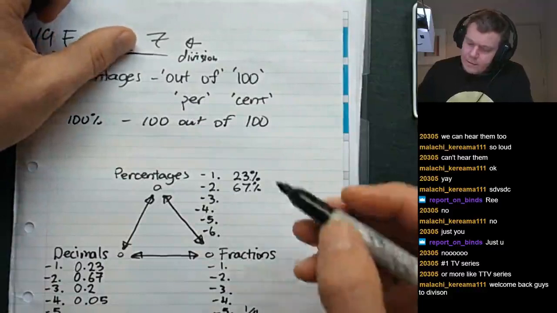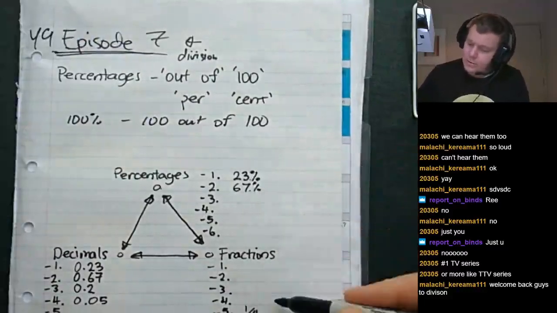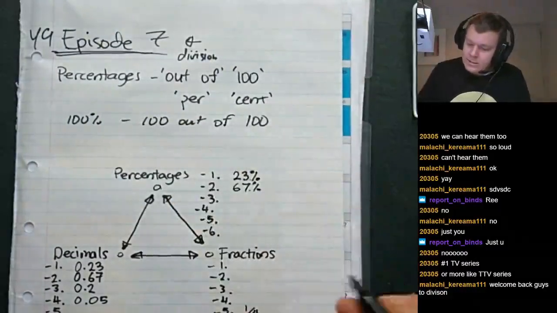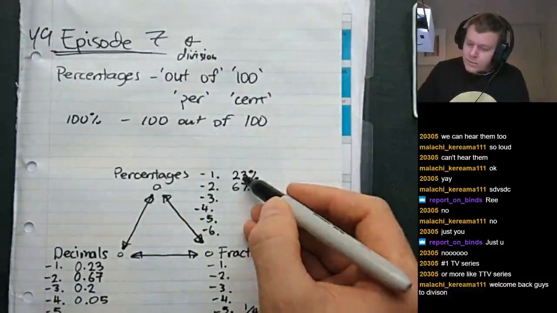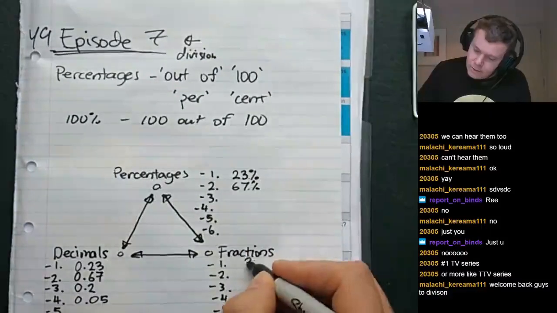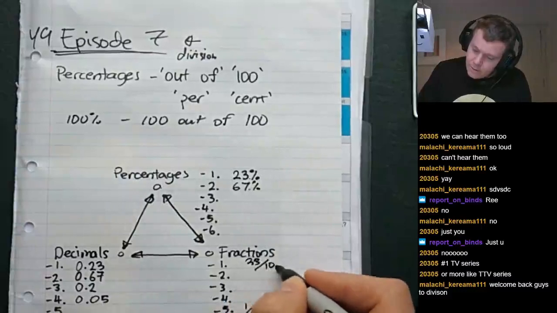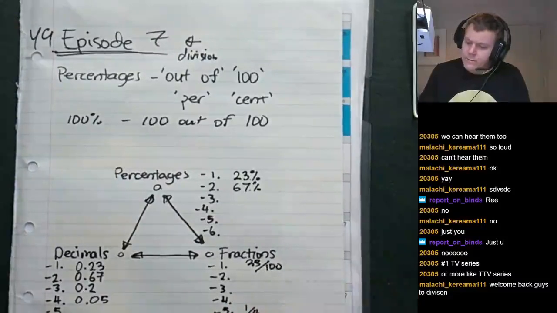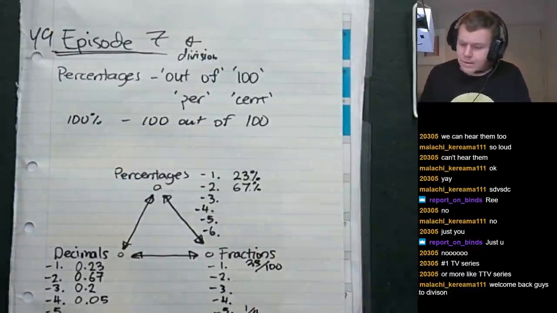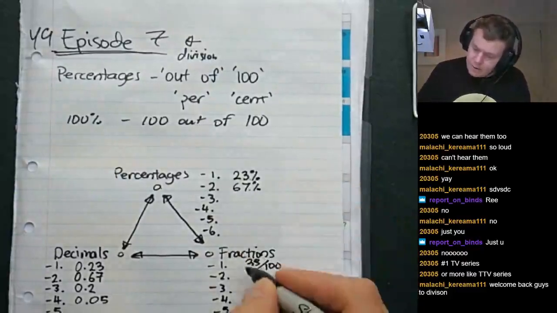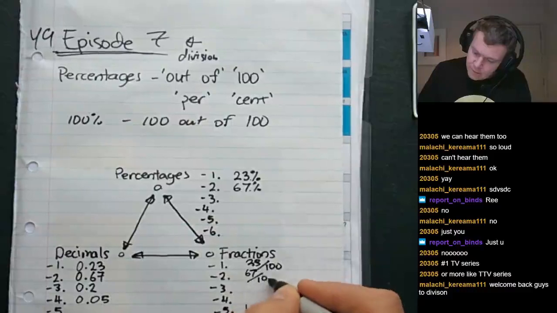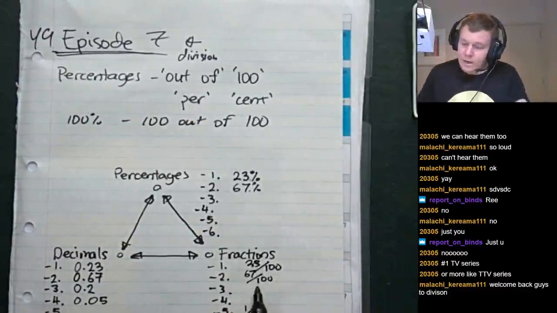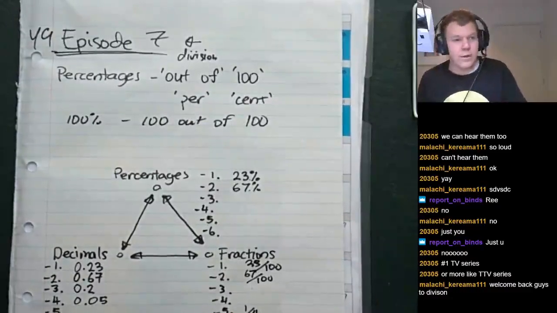Now if we take these percentages into fraction form, out of 100 is another way of writing that. 23% is 23 out of 100, where the division means out of. 67% is 67 out of 100. If you got 67% on a test, and the test was out of 100, you got 67 marks altogether.